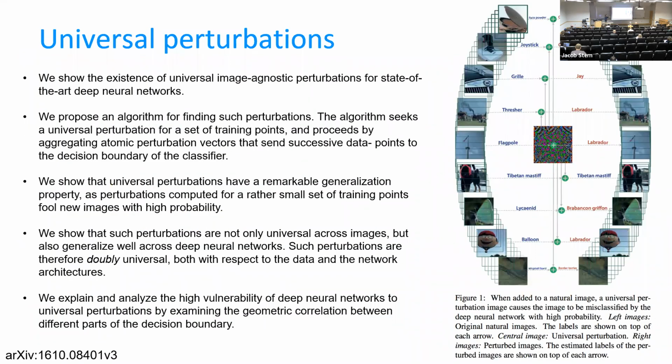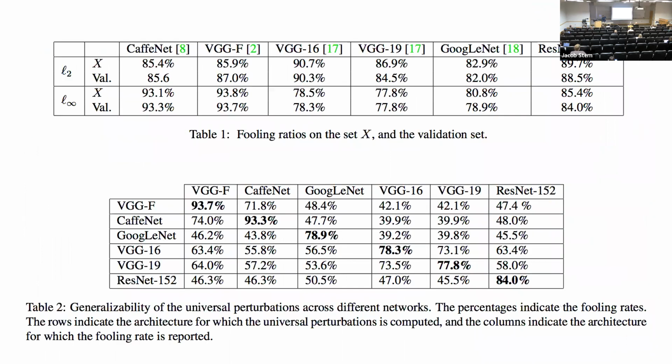And the result is this image here in the center. So if we add this image to all of these images on the left, a whiptail lizard becomes a border terrier, a balloon becomes a Labrador, a lycaenid becomes a Brabancon griffin. I wasn't able to fool the network on the Tibetan Mastiff, but flagpole also becomes a Labrador, et cetera, et cetera. This just shows that these perturbations transfer pretty well.